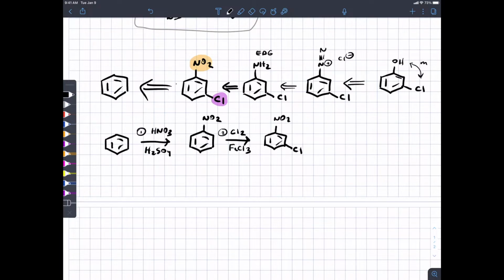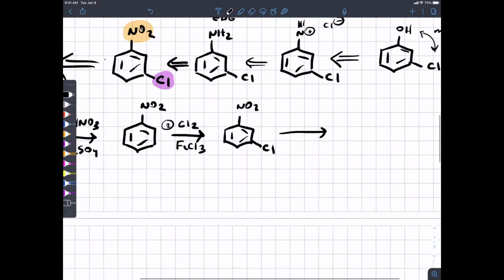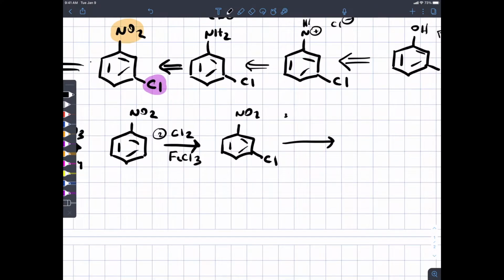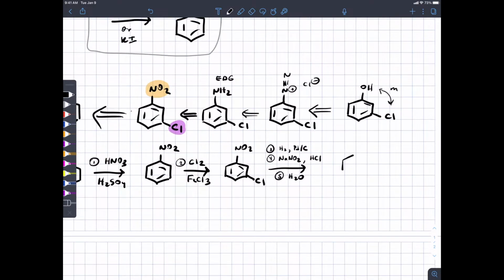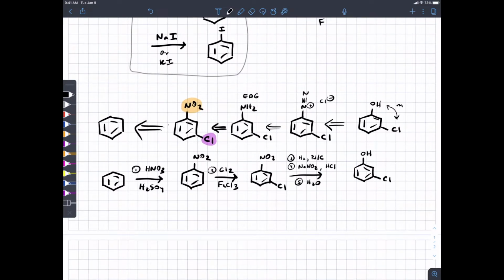Now that I have the meta arrangement, I can do all the other stuff that we've done previously. So that would be reduce to the aniline, then diazotize, and then add water. And I'm going to just, in my mind, I think you'd want to add like basic water like hydroxide, but your text says water's good enough, so we'll stick with that. And that gives you your desired product. Okay, any questions about how we reasoned our way through that?